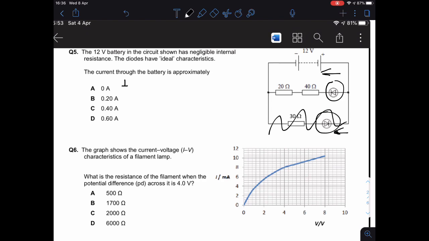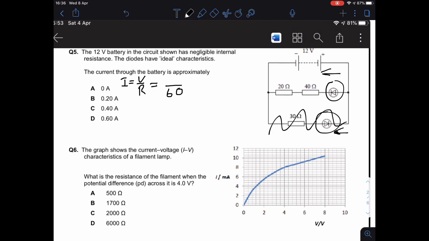I is equal to V over R. Well, the total resistance in our circuit is the 20 ohm and the 40 ohm connected in series, which of course is 60. So let's put that in there, so that's equal to V over 60.